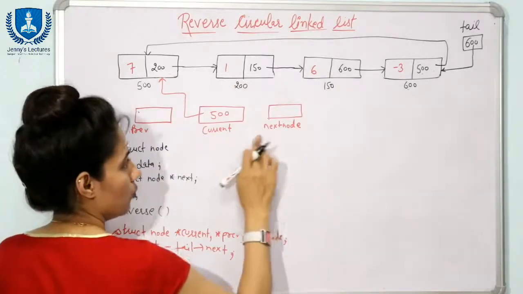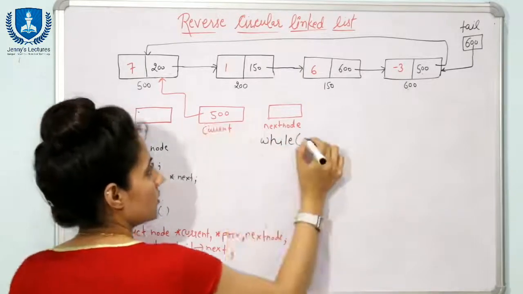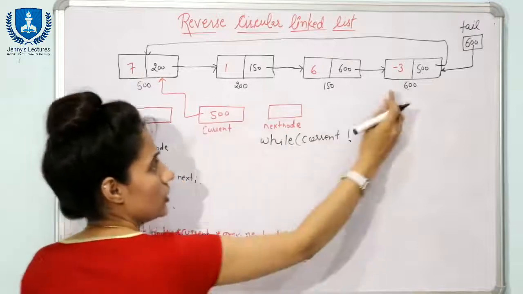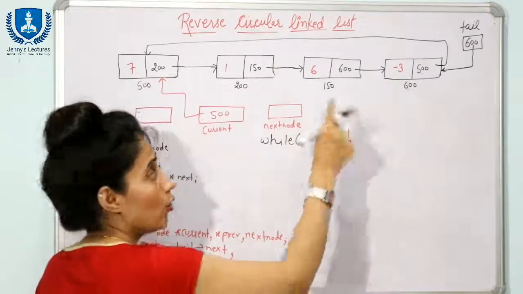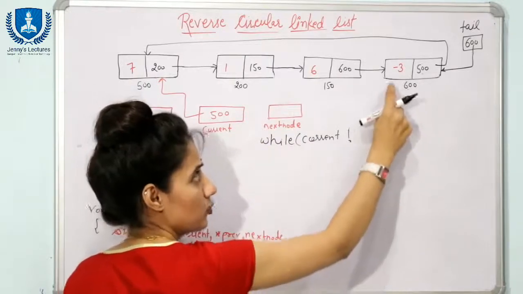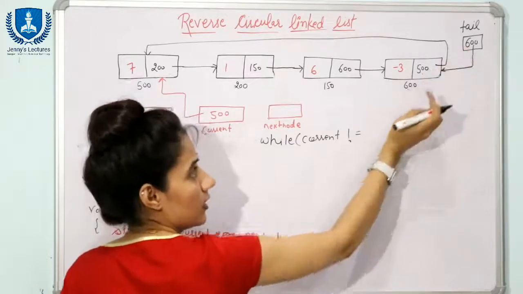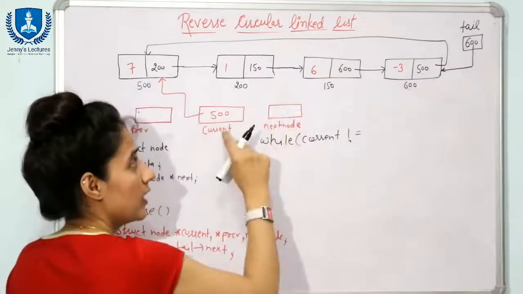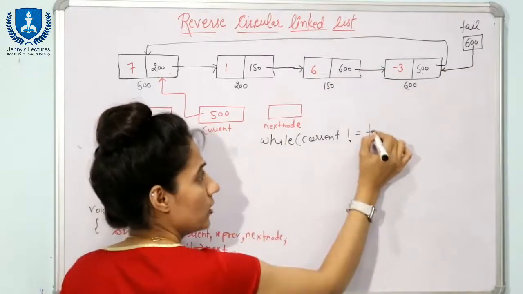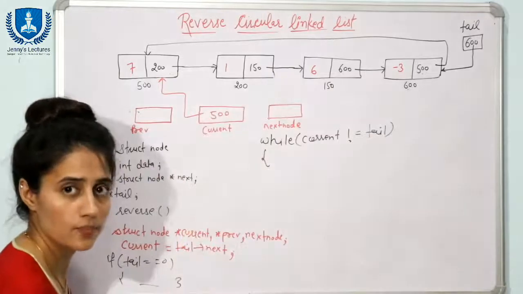Here I will write a while loop. While current, because for traversing we are using this current node. When will you stop? When current points here, it means current is pointing to the tail node, so current becomes equal to tail. So we are going to move until current becomes tail. So the condition is current not equal to tail. Till then we are going to move this current.